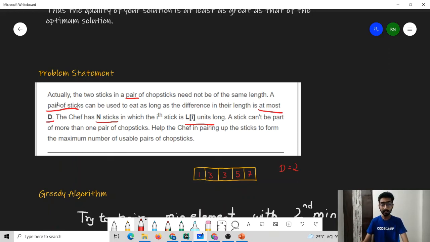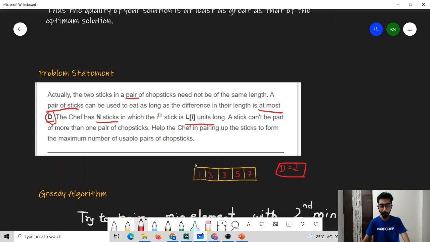What are valid pairs? Two sticks A and B are said to be in a valid pair only and only if the difference in the length is lesser than or equal to d. Let us take an example and see what are valid pairs and what are not. So consider that we have an array where we have chopsticks of length 1, 3, 3, 5 and 7. And the value of d, which means the parameter which is used over here, is equal to 2.